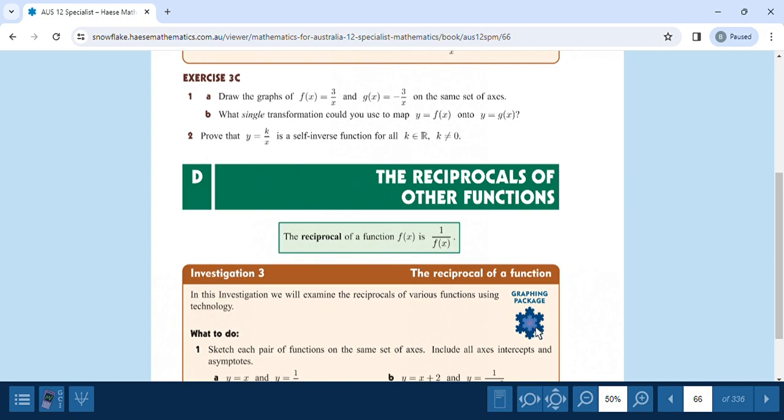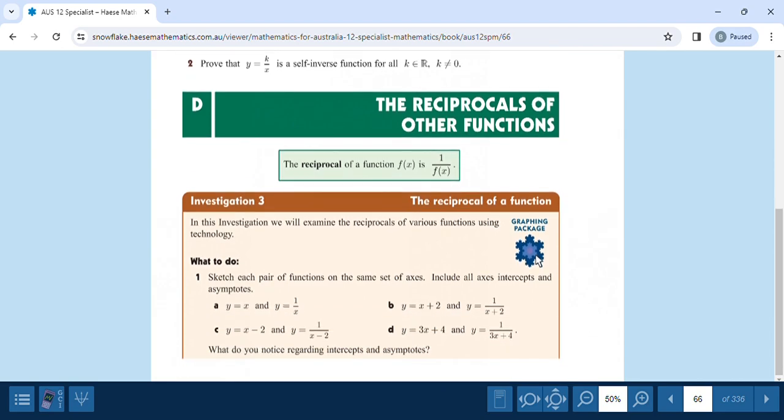And then in number 1, you draw some graphs and look at the transformation that you could use to map y equals f of x onto y equals g of x. So that's something that you can think about there.